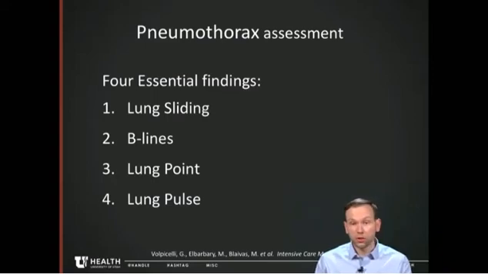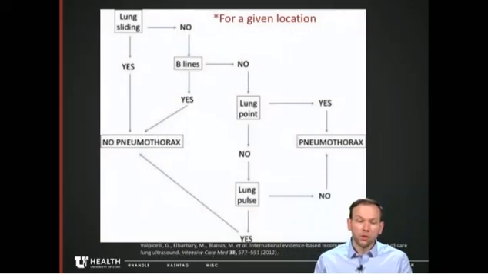So the key components are 1, lung sliding, which many of us are familiar with. There's also the presence of B lines, which is another finding. Lung point is essentially the confirmatory finding that really rules in pneumothorax. And then lung pulse is another finding that can be found in a confounding situation. So you can see here, if we start at the top left-hand corner, the first evaluation is lung sliding. If there is lung sliding, there's no pneumothorax.